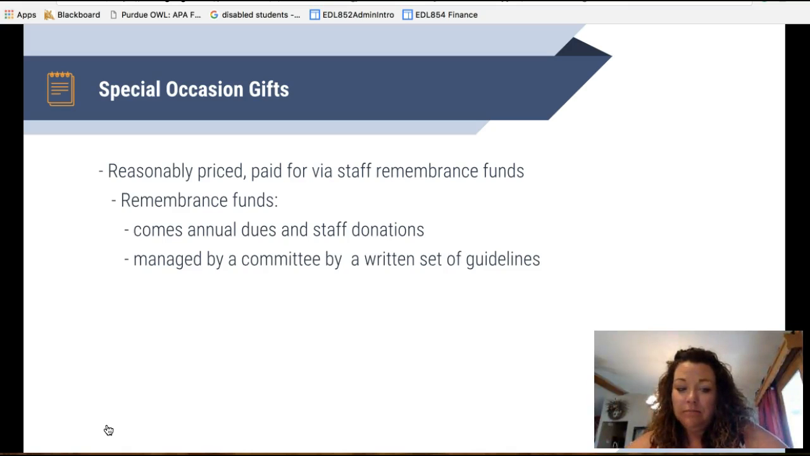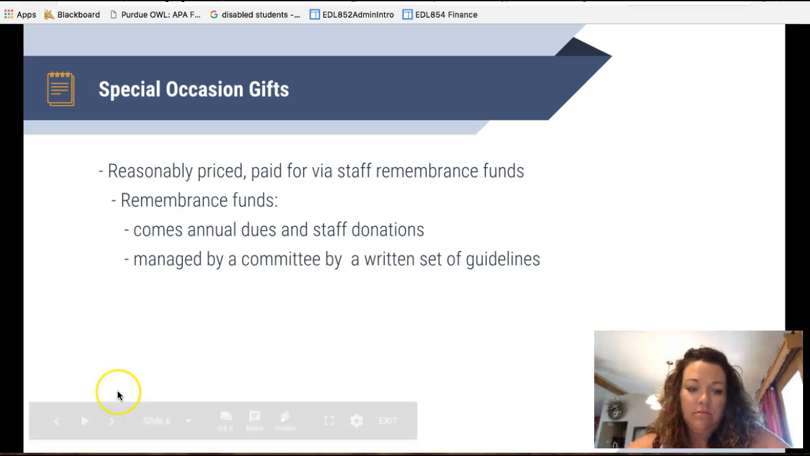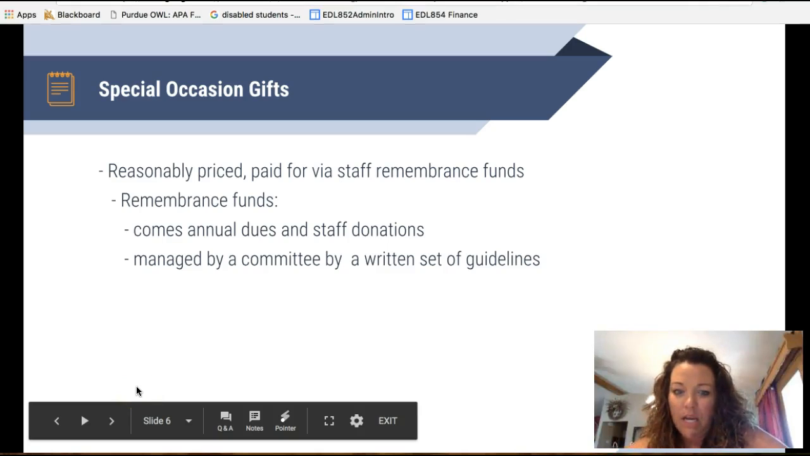It's just kind of been, hey, there's $100 in there, and normally we spend $40 on such and such, and everyone votes via email, and that's kind of how it works. There are no written guidelines that we typically follow.